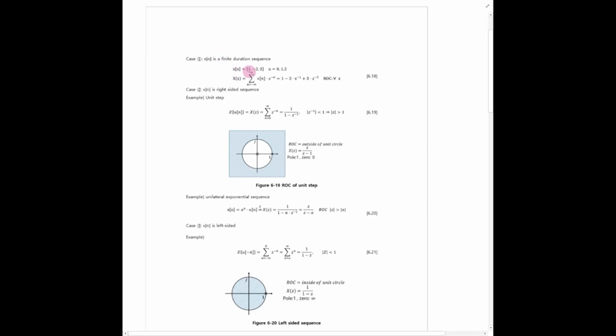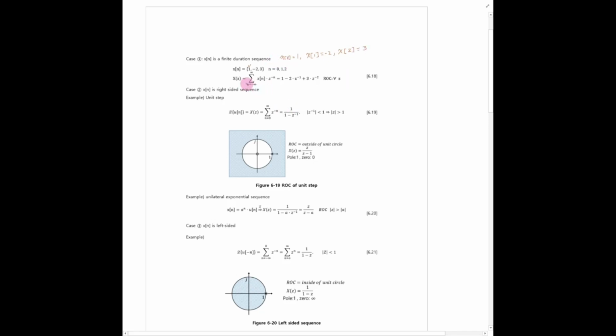The first one is a finite duration sequence. The x[n] sequence has non-zero values only when n is 0, 1, 2. In that case, x[0] is 1, x[1] is minus 2, and x[2] is 3. Like that, it is a finite duration.